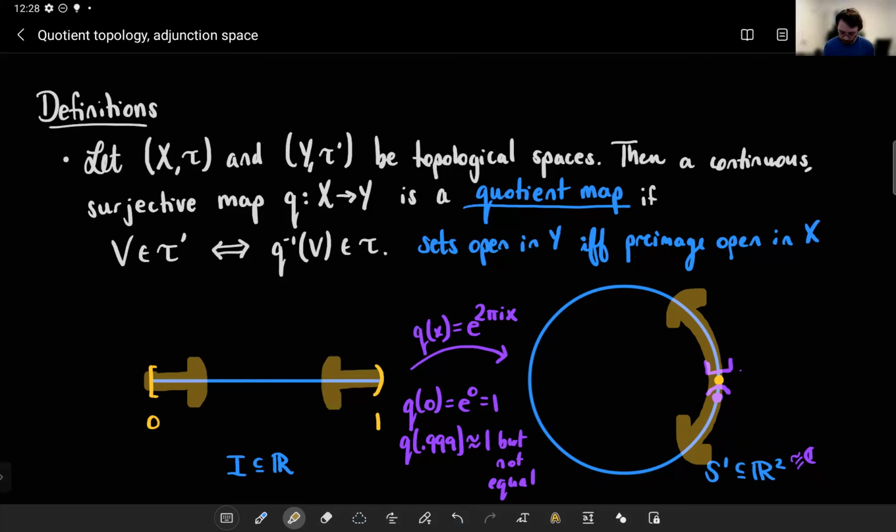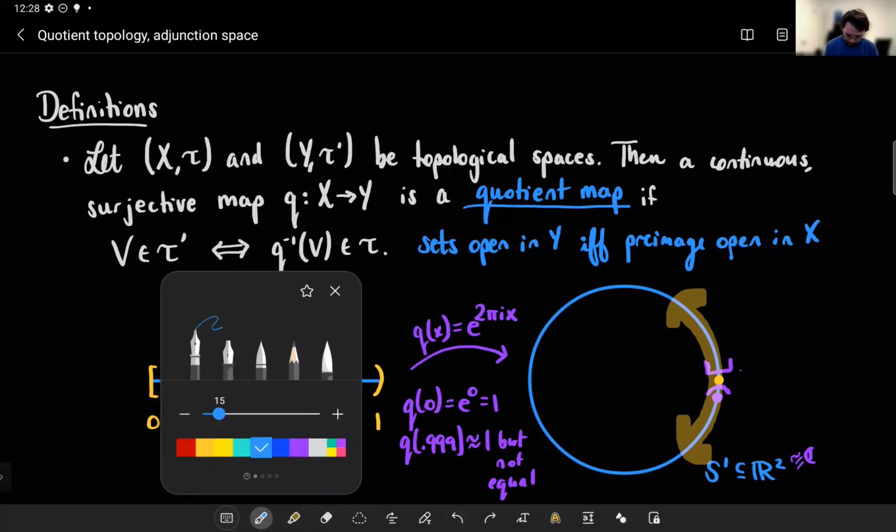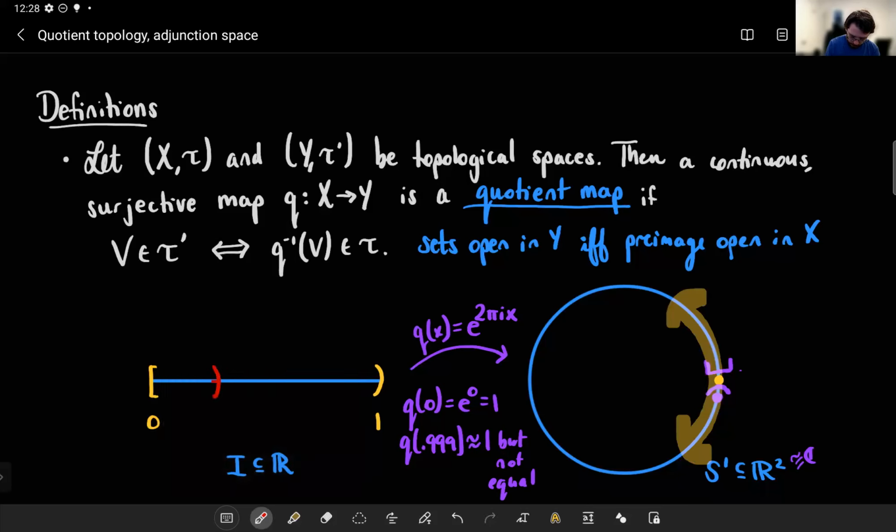And then the question is, let's actually draw this in red. So maybe it's this, and then it kind of teleports over here. Maybe that's the preimage of the highlighted arc of that circle. Is that an open set? And the answer is yes.